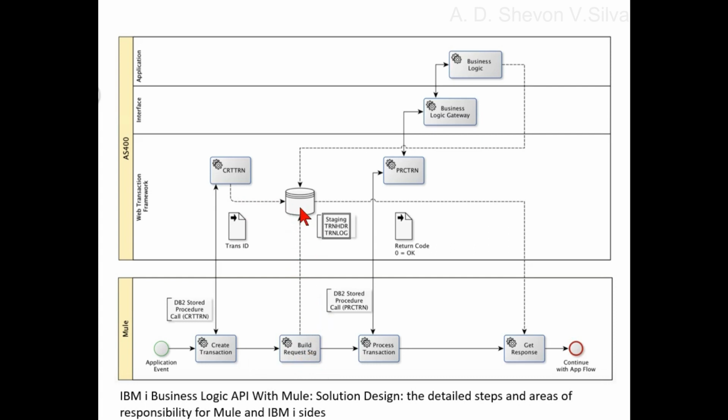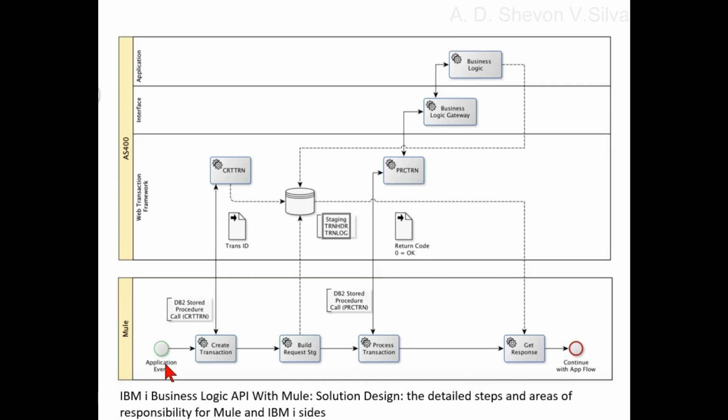And build request STG is connected to process transaction. It interacts with PRCTRN, and it interacts with the business logic gateway, and it interacts with the business logic, and business logic is connected to staging here, and staging is connected to here the return code equal 0 equal OK, and staging is connected to get response, and here the process transaction is connected to get response, and get response is connected to continue with app flow.